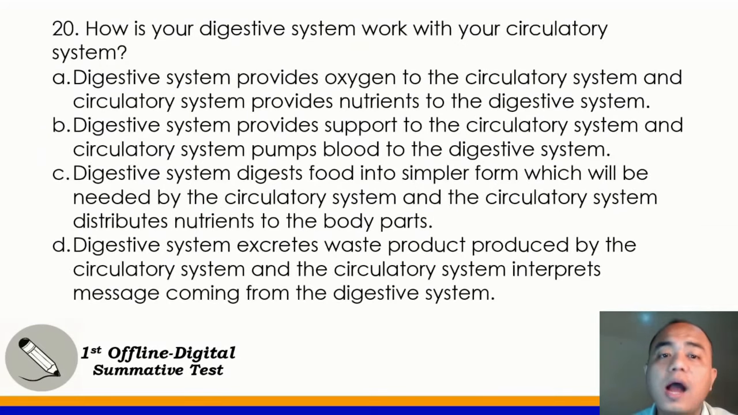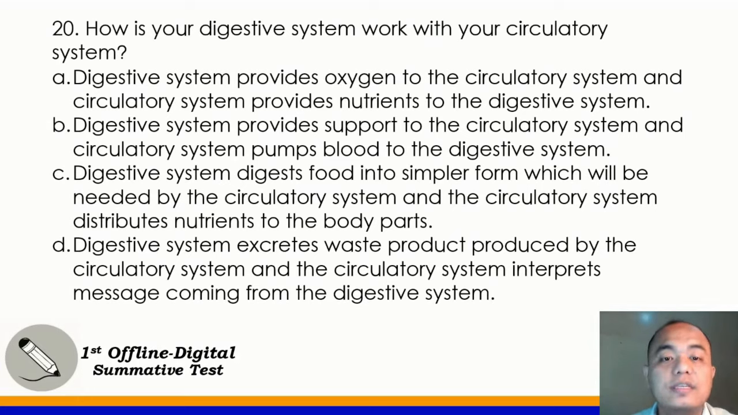Next, number 20. How does your digestive system work with your circulatory system? A. Digestive system provides oxygen to the circulatory system and circulatory system provides nutrients to the digestive system. B. Digestive system provides support to the circulatory system and circulatory system pumps blood to the digestive system.